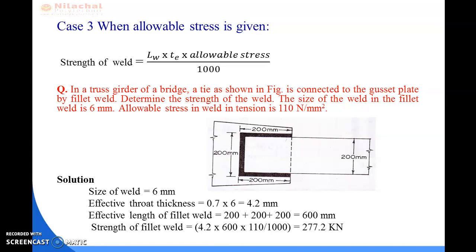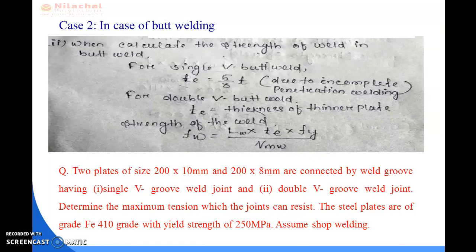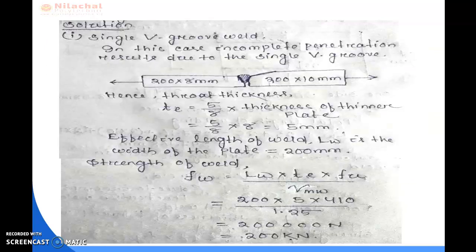So in the last class we solved a numerical based on welding connection, which is a case of butt welding, in which we solved a problem regarding V butt weld. And there are two cases. One is single V butt weld, how to calculate the strength of the weld, and in case of double V butt weld, how to calculate the strength of weld. So according to that, we solved a numerical.